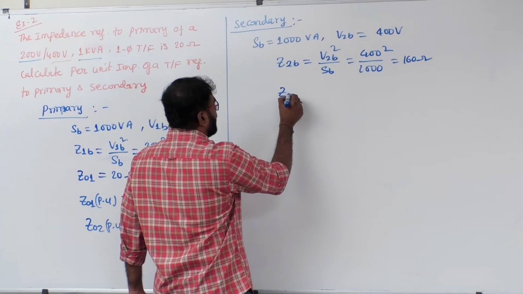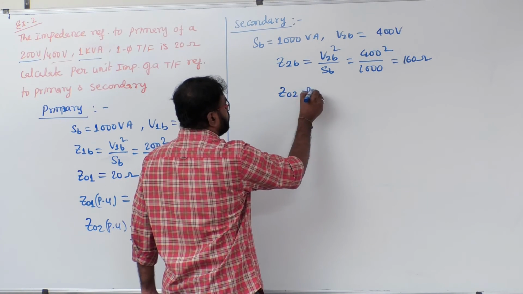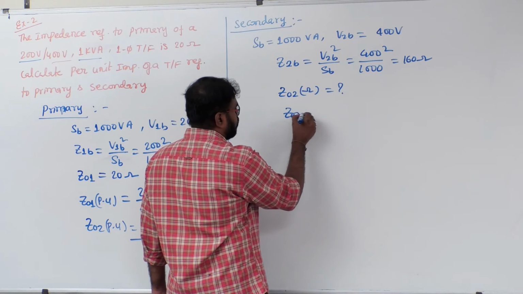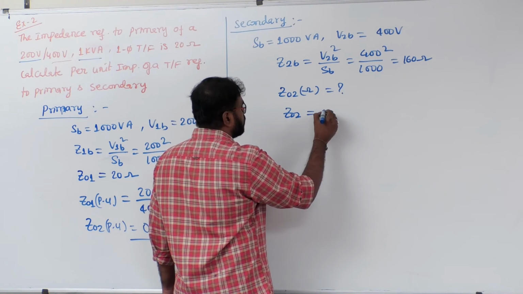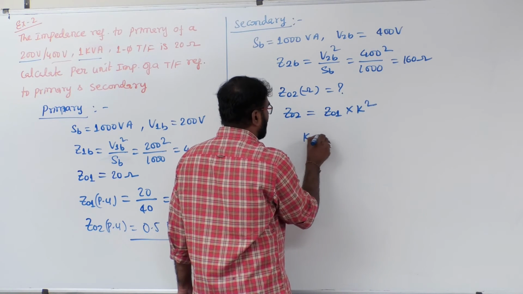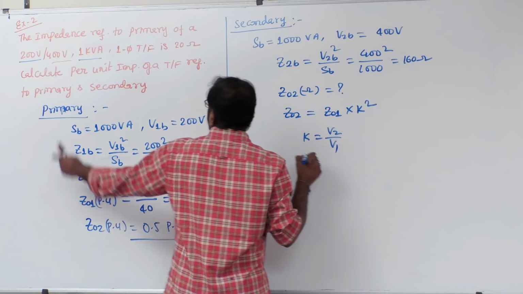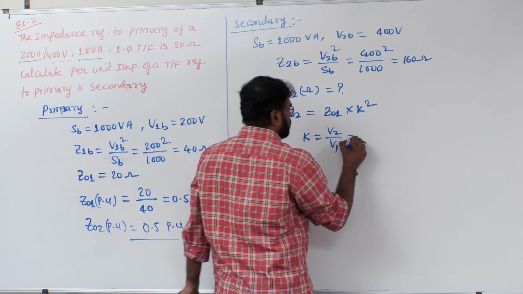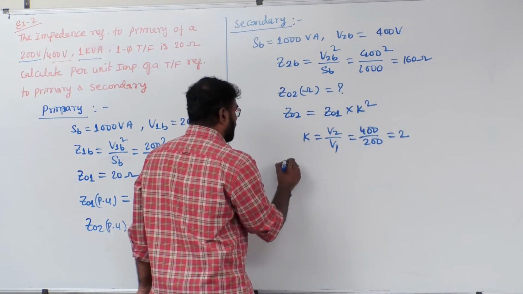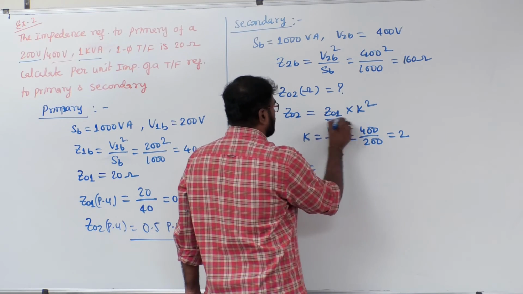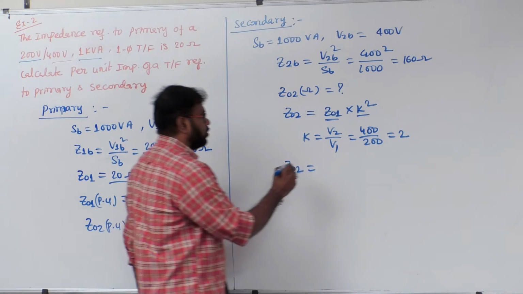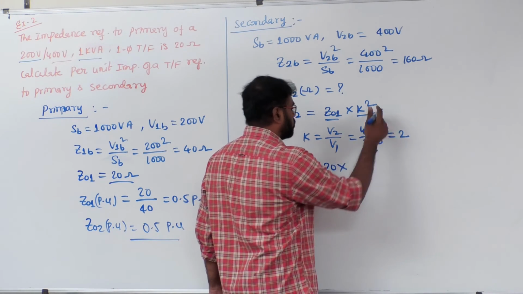But what is Z02 in ohms? We need to calculate that first. We know that Z02 actual equals Z01 actual into K square. But what is K? V2 by V1. V2 is 400, V1 is 200. So 400 by 200 is 2. Let's calculate Z02: Z01 into K square. Z01 is 20 ohms. So 20 into 2 square.